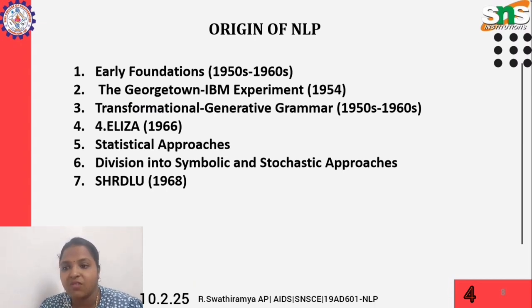Then in 1954, they made an experiment. The researchers attempted to develop a machine that could translate sentences from Russian to English. The experiment was done by IBM. It was called the Georgetown IBM experiment. They tried to translate sentences from Russian to English. The system had very limited success, but it laid the groundwork for future machine translation.